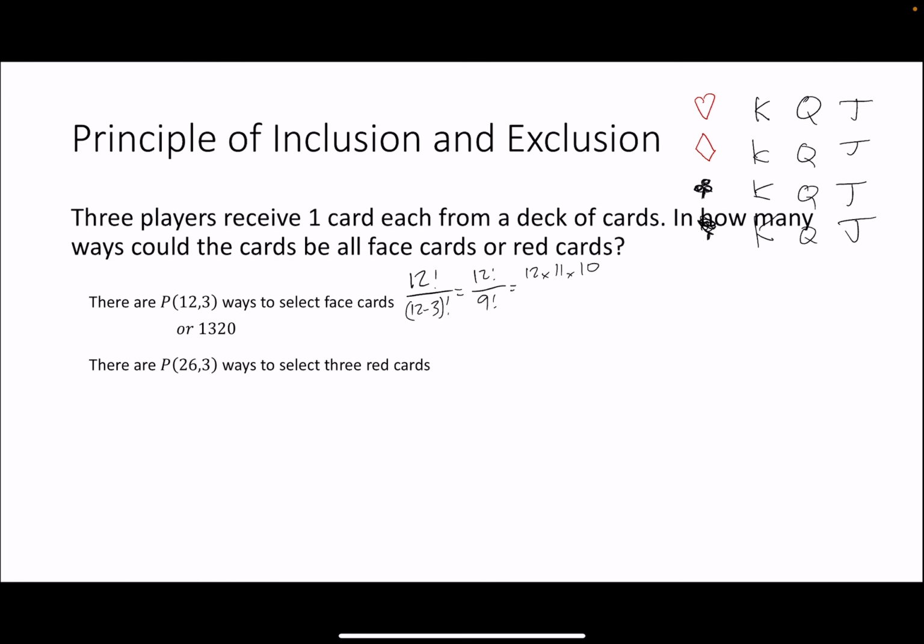Okay, so how many ways are there to select red cards? Well, there's 26 red cards, half the deck, and we're going to choose 3 of them. And if we do the math, that's 15,600.